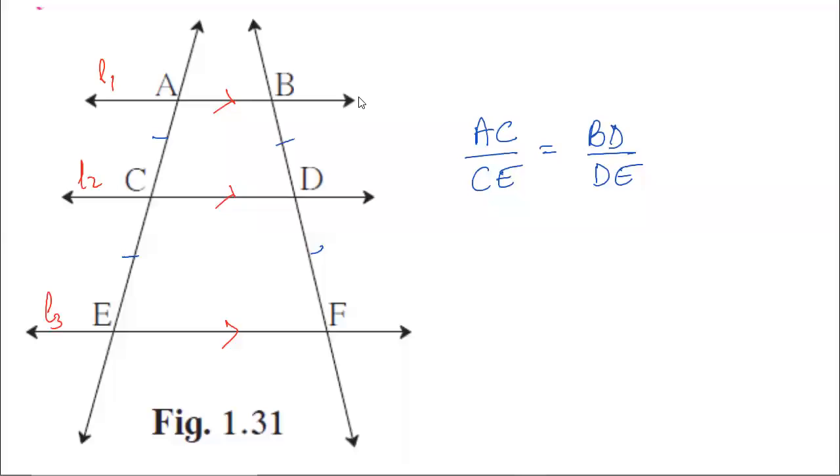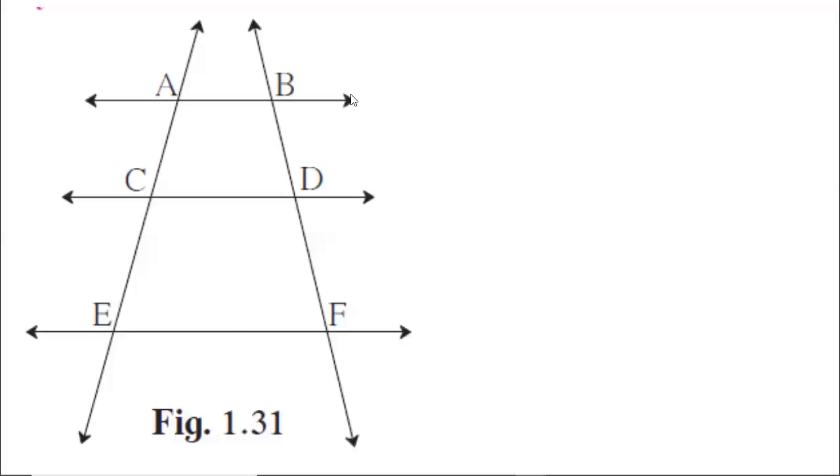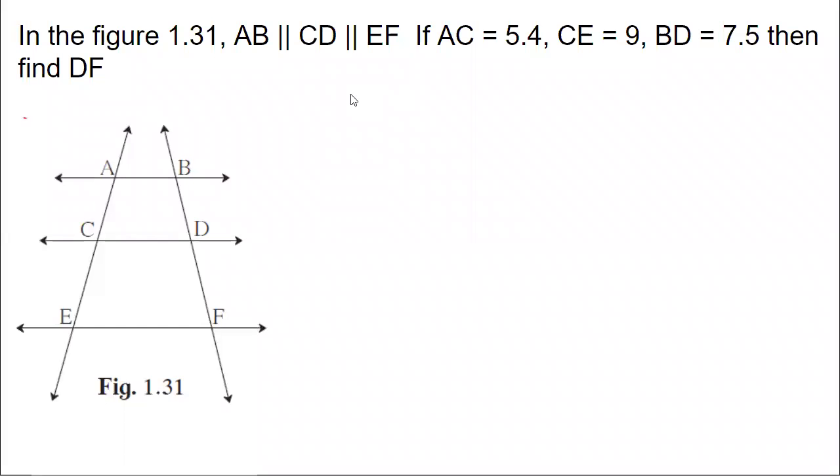The question is, in figure 1.31, AB is parallel to CD, which is parallel to EF. If AC equals 5.4, CE equals 9, BD equals 7.5, then find DF. What values are given to us? We are given the value of AC, it is 5.4, CE is 9, BD is 7.5. And DF is not given, let us assume it as X, or you can just keep it as DF as well, whatever is convenient for you.